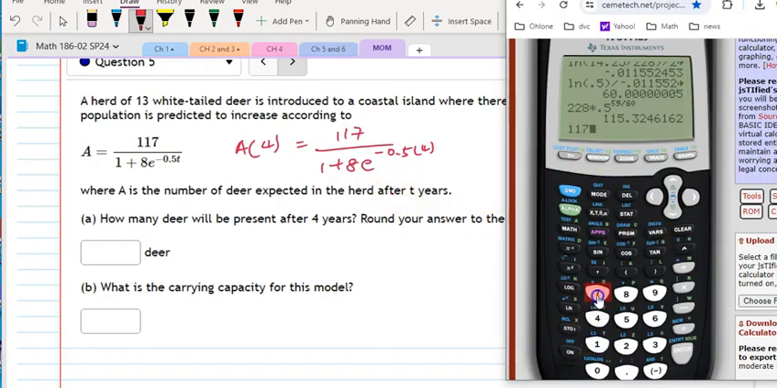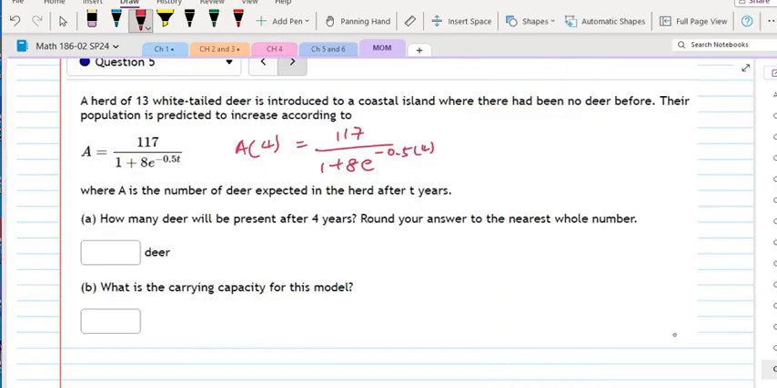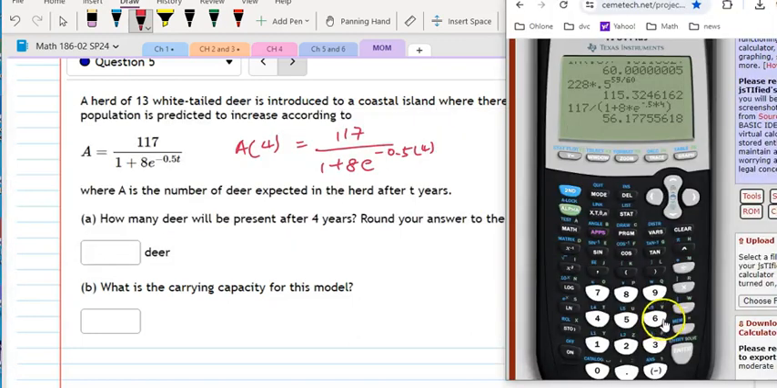So 117 divided by open parenthesis 1 plus 8 times e to the negative 0.5 times 4, because they say 4 years, right? Let's close it. 56 point something, whole number 56. So that would be 56 deer.